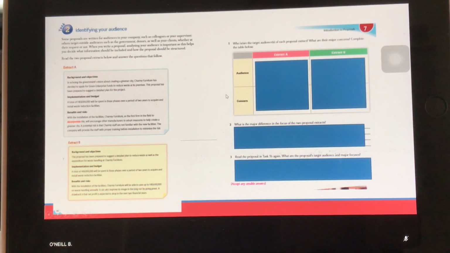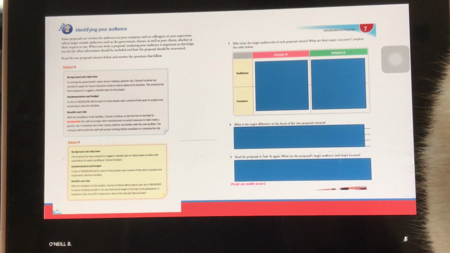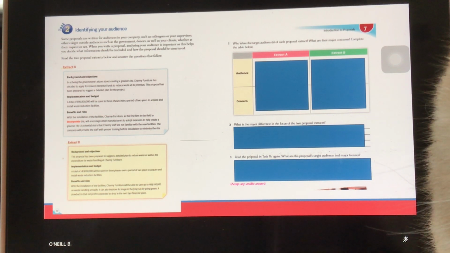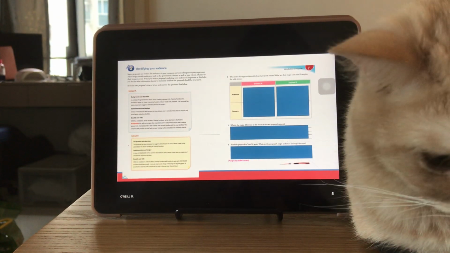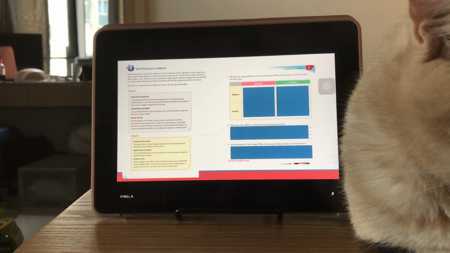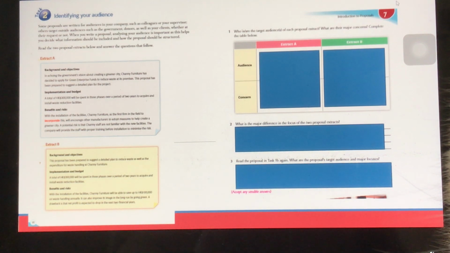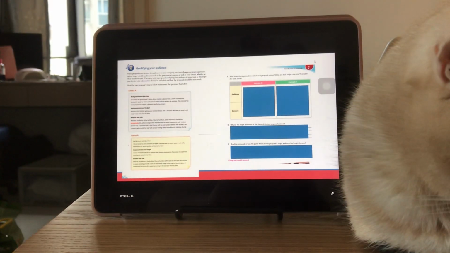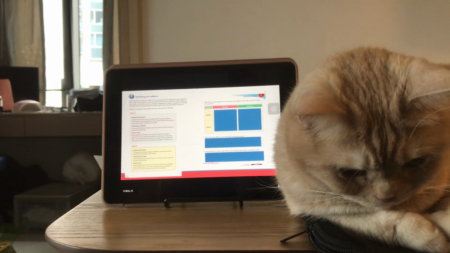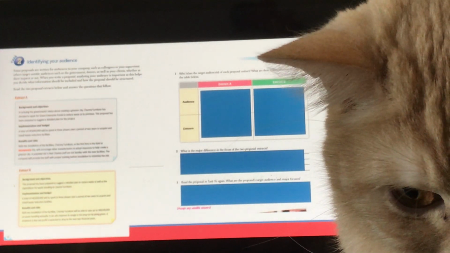Identifying your audience. So, some proposals are written for audiences in your company, such as colleagues or your supervisors. Others target outside audiences, such as the government, donors, or clients. So when you write a proposal, you need to keep your audience in mind. Who are you writing for? So let's say your boss emails you about the paper problem and asks you just to write a proposal for your boss. That could be a little short, doesn't need to be perfectly refined.